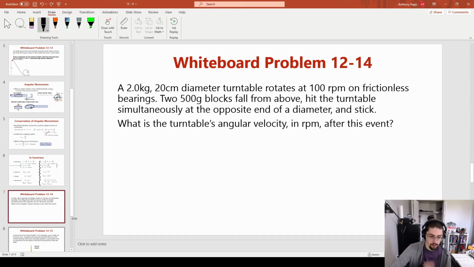And that's also to make sure that it doesn't just flip over to the side, right? Balanced forces, all that good stuff. What is the turntable's angular velocity in RPM after both blocks have hit?